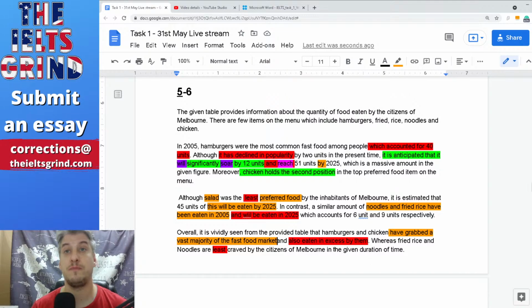a very high level word, and also eaten in excess by them. We might say and is also eaten, maybe not in excess. Eaten is a good high level word, but logically it's eaten a lot by consumers. That's what we should say here, okay? And finally, the last error I highlighted was whereas fried rice and noodles are the least craved by citizens. So the least, again, it's a superlative.